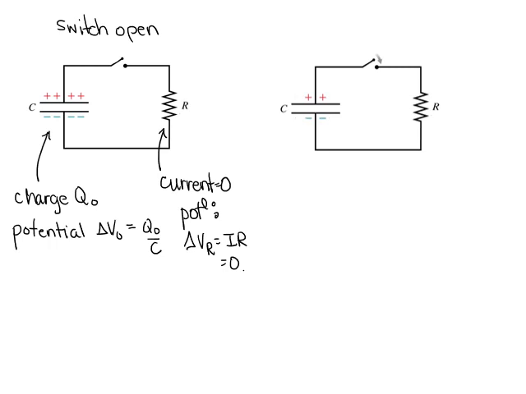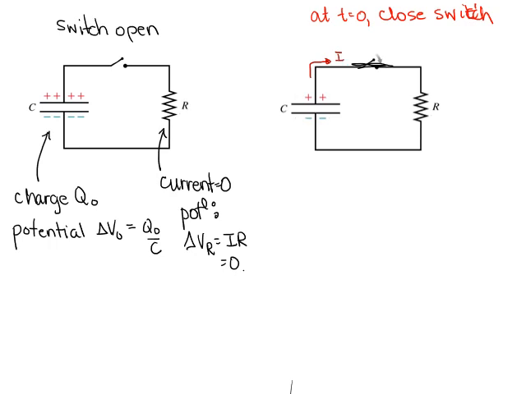Our next step is at t equals 0, let's close the switch. That means now we have a closed circuit and charge is allowed to flow. So what happens is that the charge is going to be drawn off that positive plate and current is going to begin to flow around the circuit. So that's what's going to happen with our current. Let's label that current I.